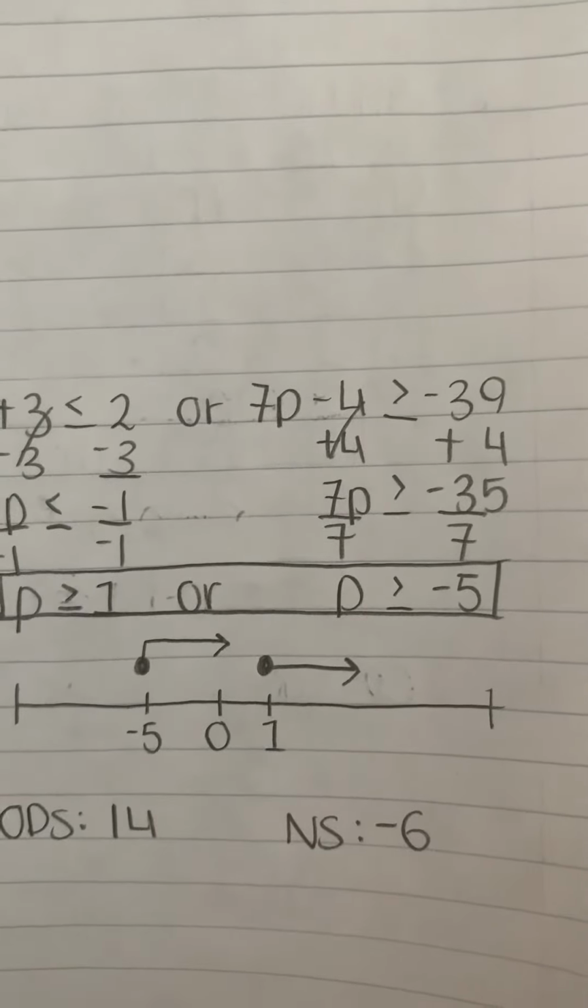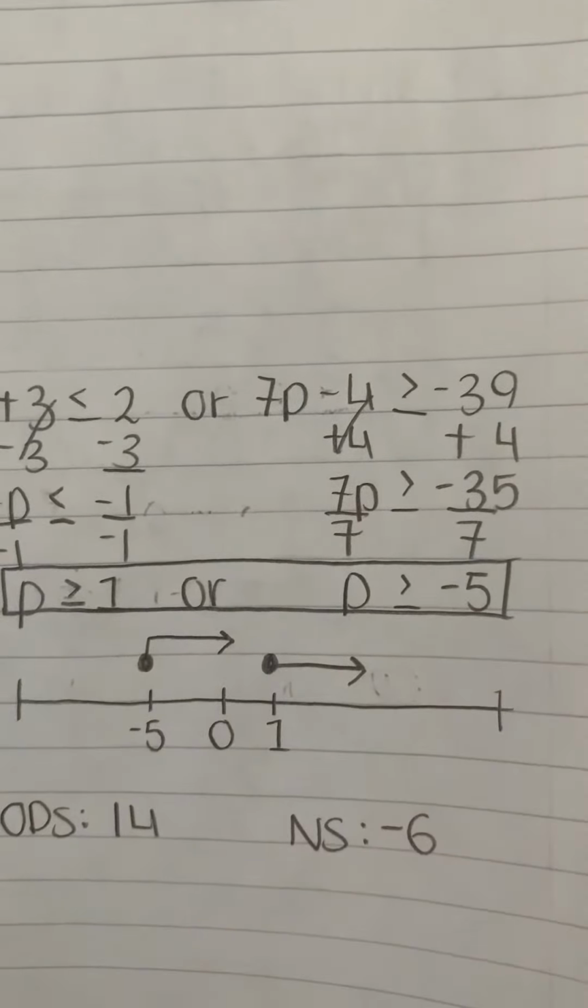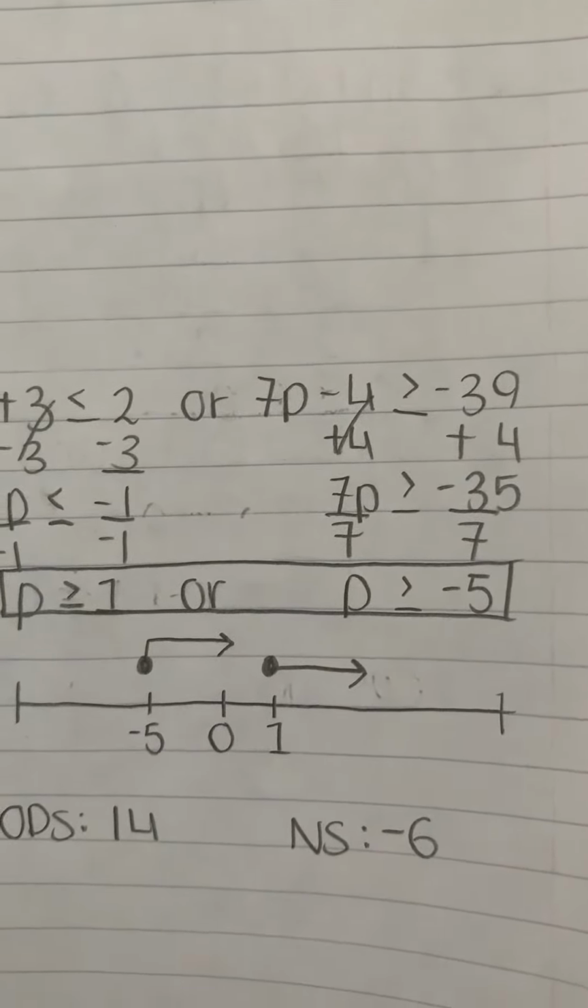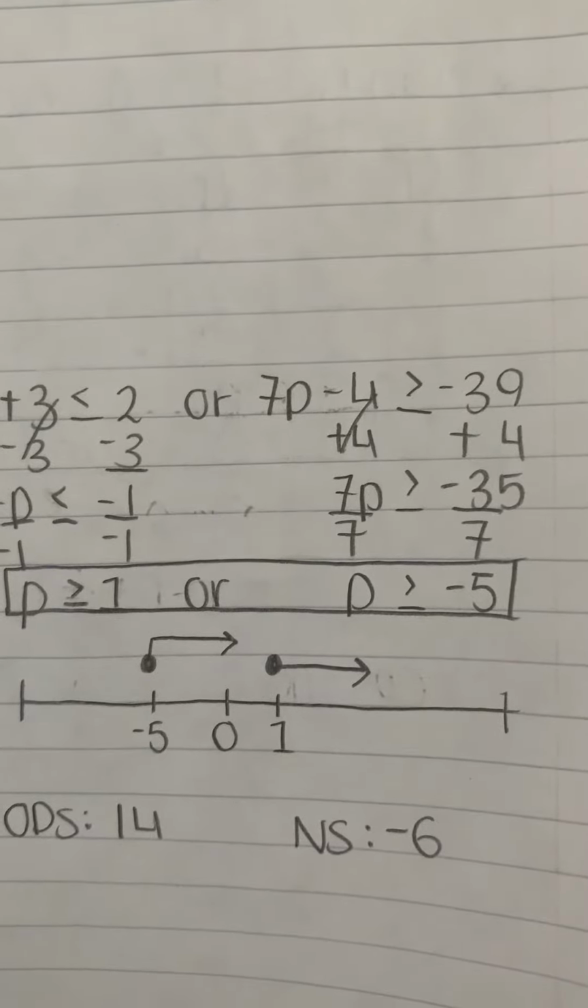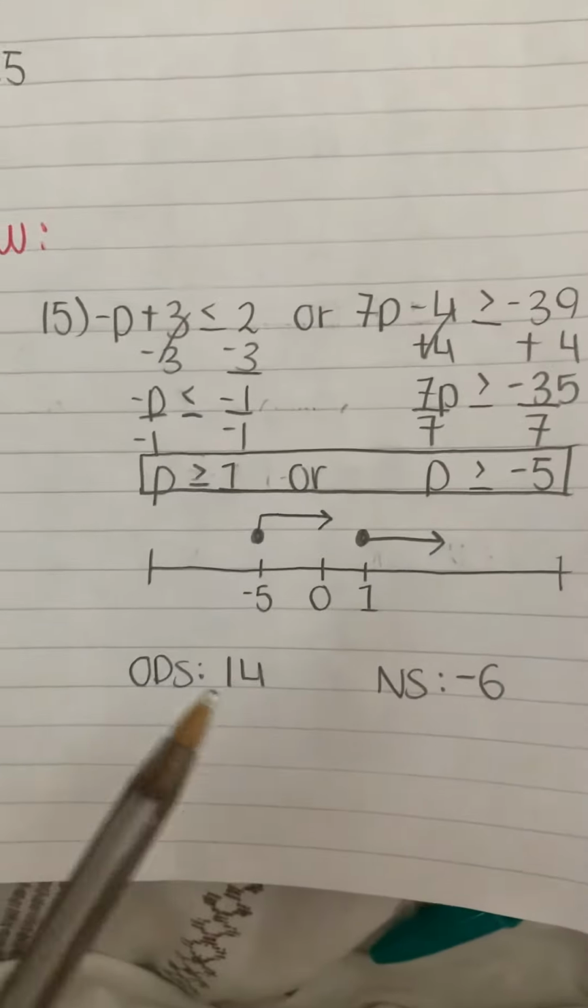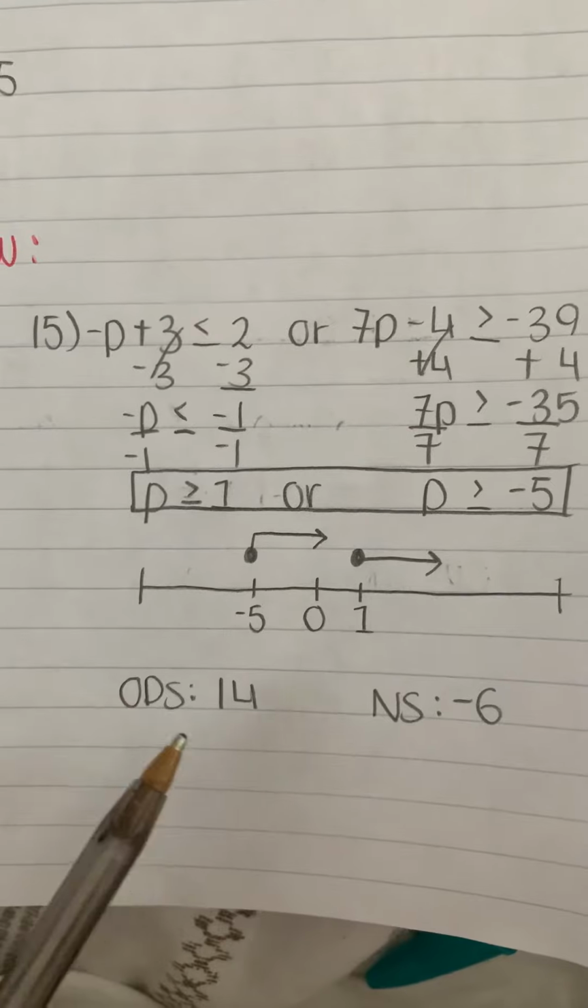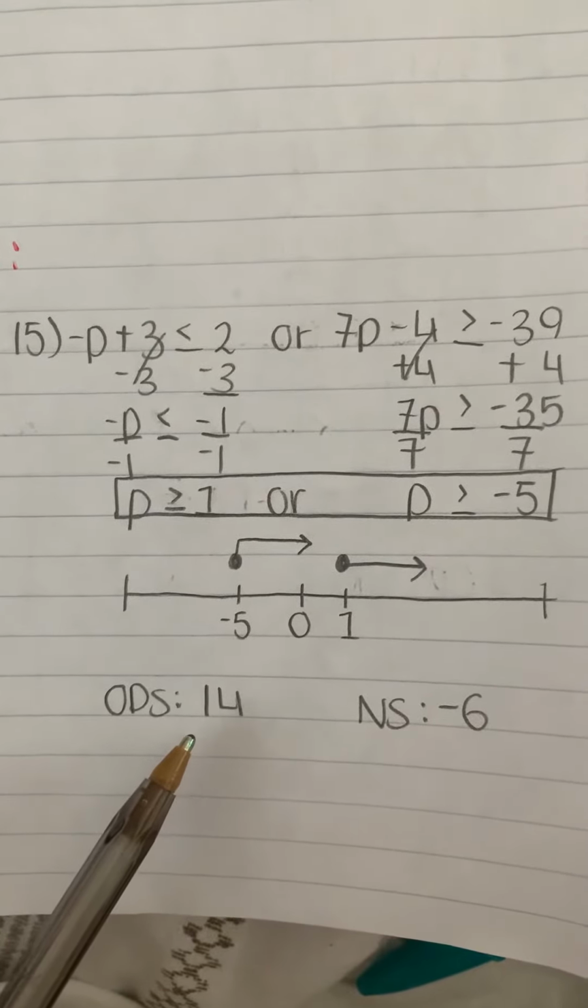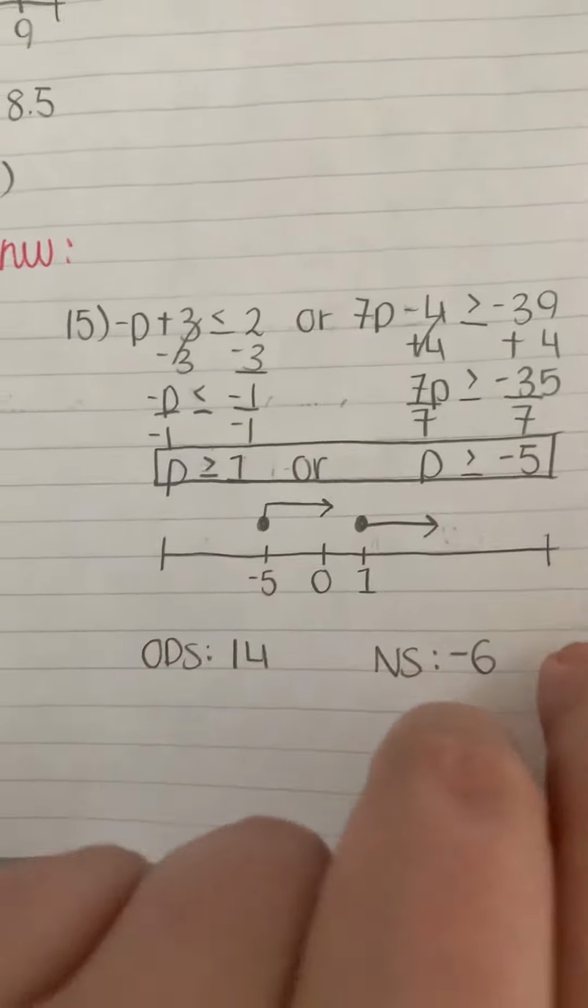is greater than or equal to -35, divided by 7 on both sides to get p is greater than or equal to -5. And then here's my graph. OPS could be 14 and an NS could be -6.